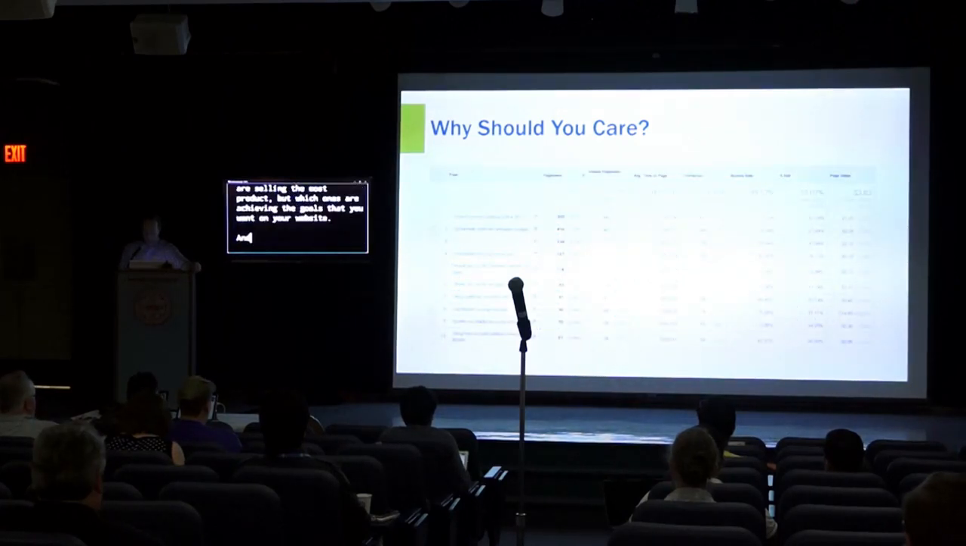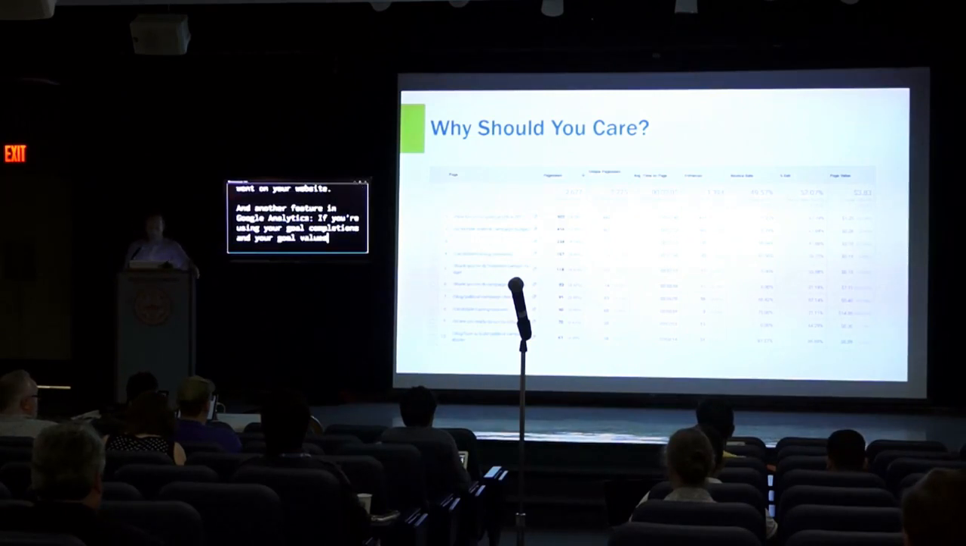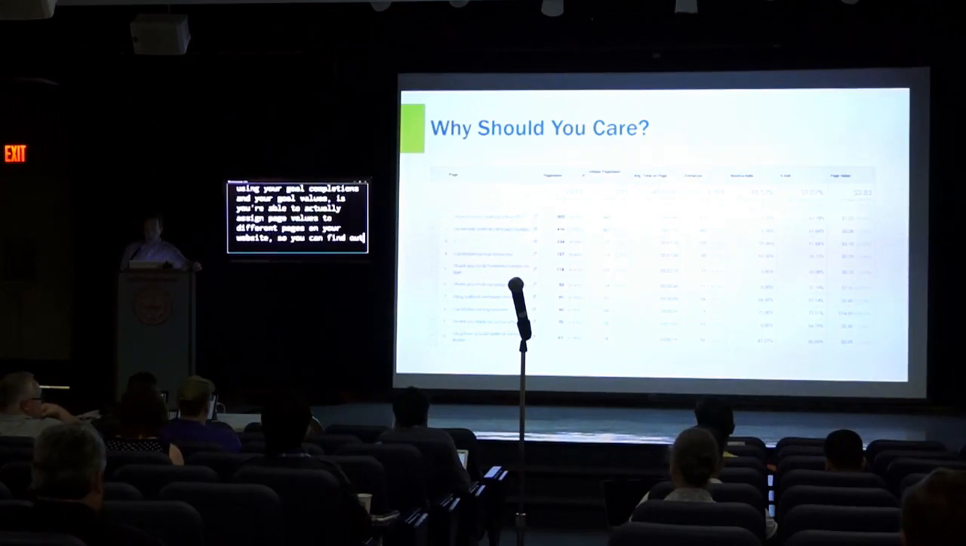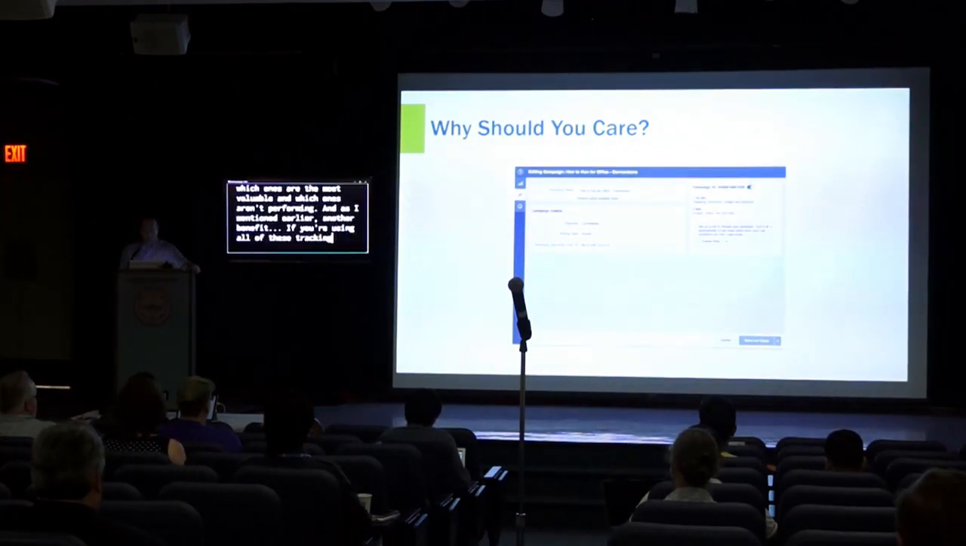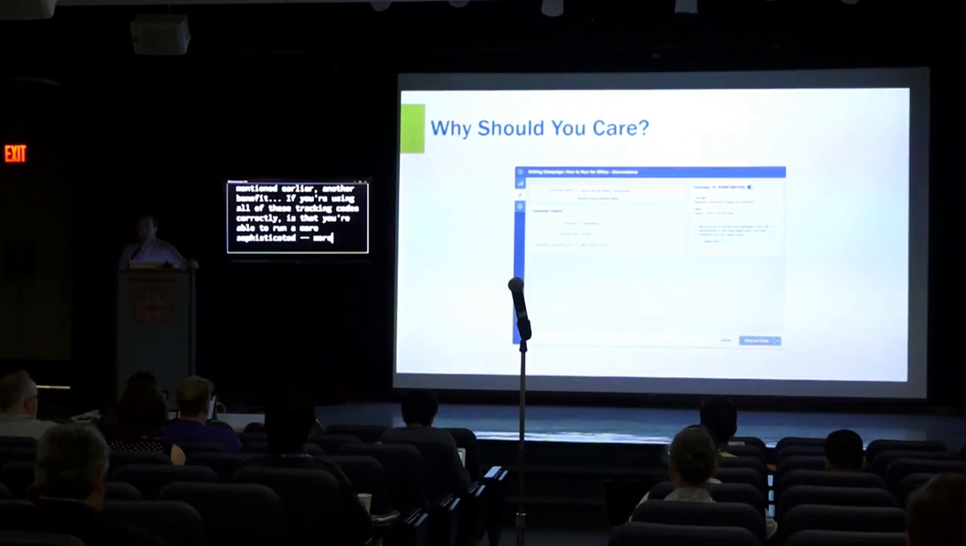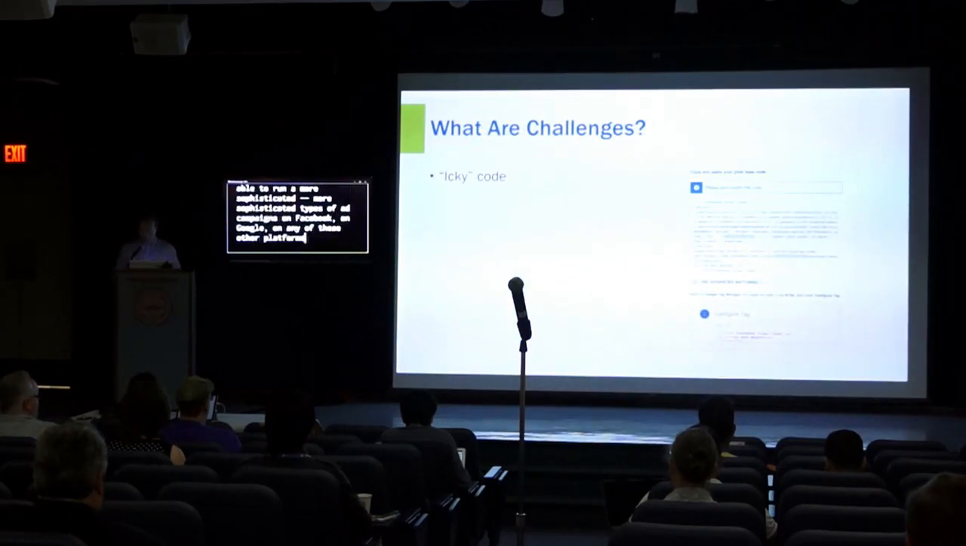And another feature in Google Analytics, if you're using your goal completions and your goal values, is you're able to actually assign page values to different pages on your website, so you can find out which ones are the most valuable and which ones aren't performing. And as I mentioned earlier, another benefit, if you're using all of these tracking codes correctly, is that you're able to run more sophisticated types of ad campaigns on Facebook, on Google, on any of these other platforms where you can optimize according to conversions rather than just clicks.